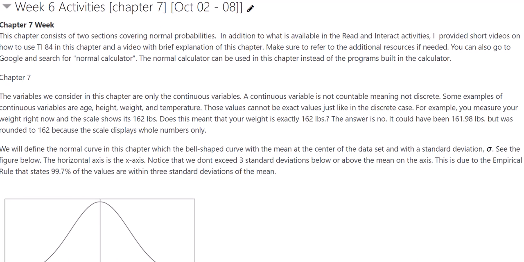Chapter 7 is a standalone chapter because in Chapter 6 you learn how to work with discrete variables, whereas in this chapter you're going to be working with continuous variables, and you're going to learn about the bell-shaped curves and normal probabilities. Chapter 7 consists only of two sections, 1 and 2, followed by Chapter 8, one section next week.